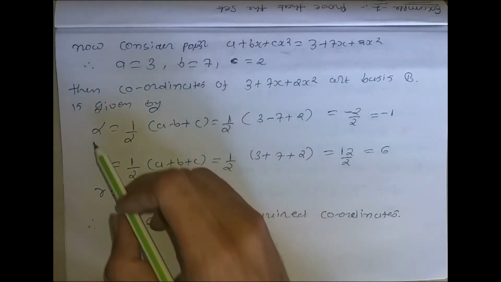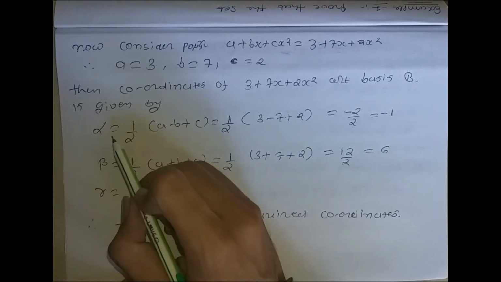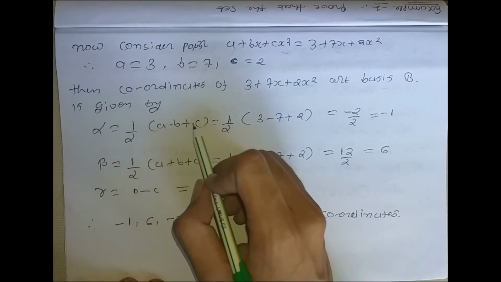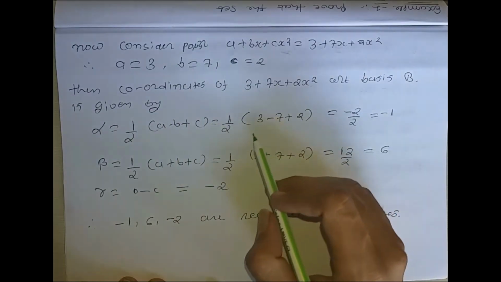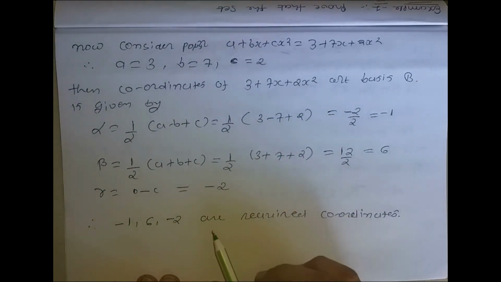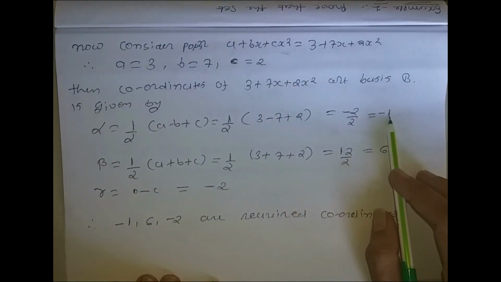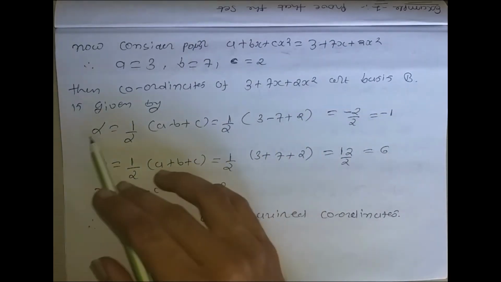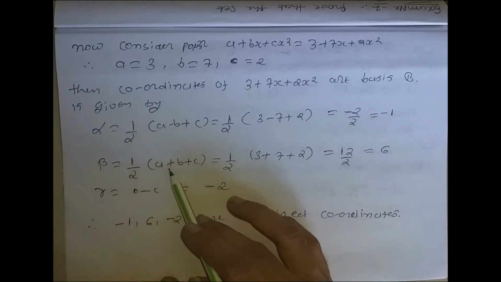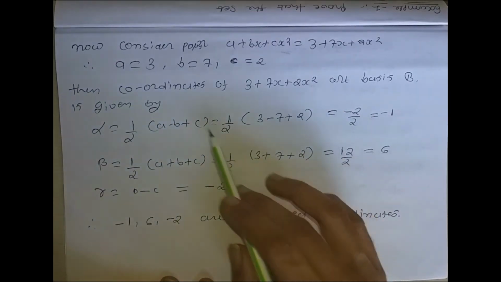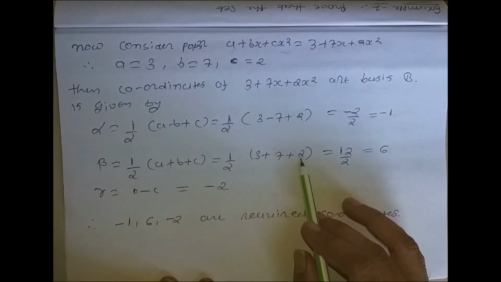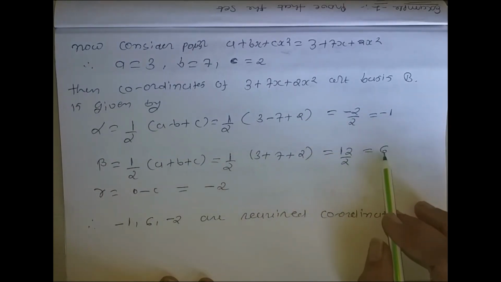Then the coordinate of 3 plus 7x plus 2x square with respect to basis b is given by the following. The formula for alpha in the form of a, b, c is 1/2 (a minus b plus c). Put this value of a, b, c: 1/2 (3 minus 7 plus 2). By simplifying we get minus 1. So alpha is equal to minus 1. Similarly beta is equal to 1/2 (a plus b plus c). Put this value of a, b, c. We get 1/2 (3 plus 7 plus 2). This is equal to 6.